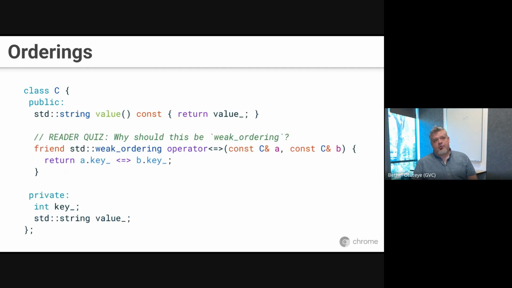So here's an example of me manually writing a spaceship operator with a simple key value pair class. So I've got my class C. It's got a key and a value stored in it. There's also a public accessor that gets the value off of it. I don't give people access to the keys. And then there's a spaceship operator that tries to compare two instances of this class ordered by the key stored in the class. So, quiz for the readers.